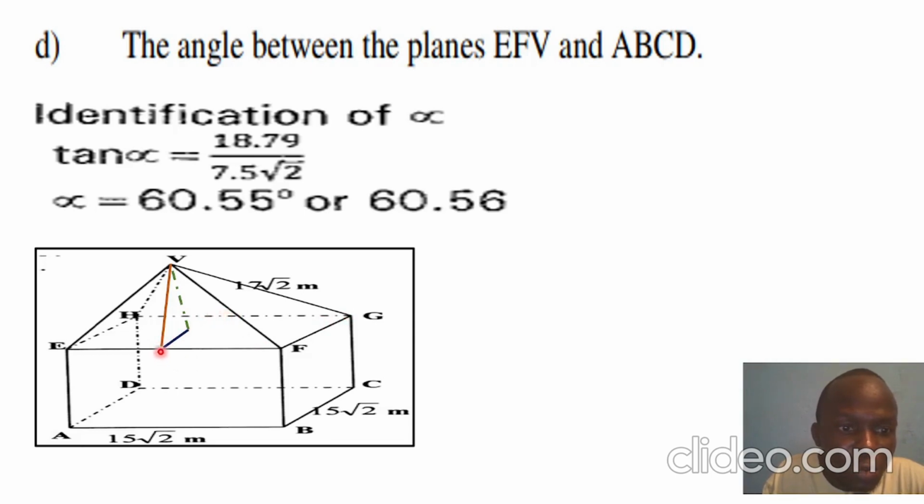So what is the distance from this point to the center? It is 15 root 2 divided by 2, which is 7.5 root 2, this one here. So in other words, this is the triangle formation and this is the angle in question. The distance from here up to here is 7.5 root 2, and the vertical height is 18.79. So tan alpha, assuming this angle to be alpha, is 18.79 over 7.5 root 2, and alpha is 60.55 degrees or 60.56.